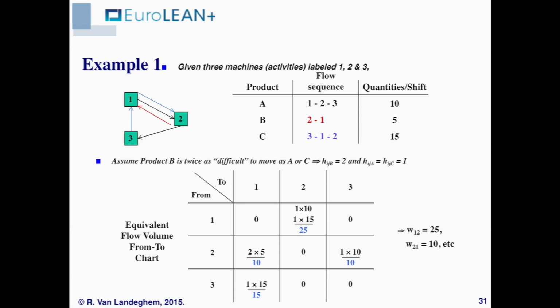The quantities per shift combined with the equivalence factor that indicates that B has double the weight compared to A or C yields the equivalent flow volume that is shown in the from-to chart at the bottom. From that, we can calculate the average equivalent flow W. And it is given in blue.